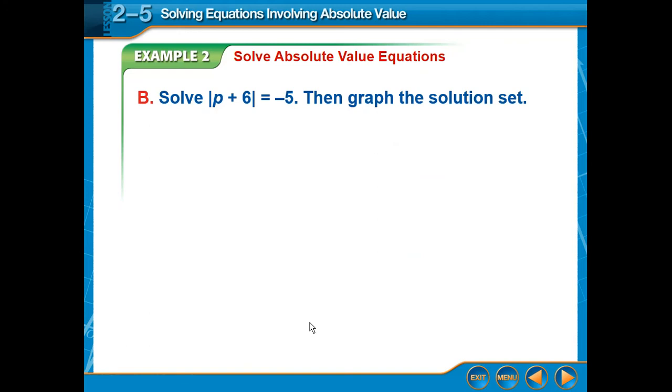Okay, this one. Can negative 5 be a distance? Can you ever have a distance of negative? No, distance is always positive. So you can't ever take the absolute value of anything and get a negative number. Absolute value is always positive. So whenever you see an absolute value of something equals something negative, that automatically means no solution. And you can't graph it because there's nothing to graph.